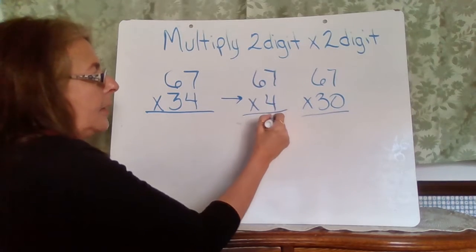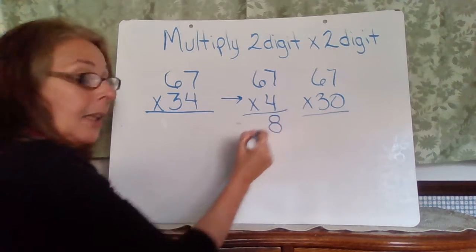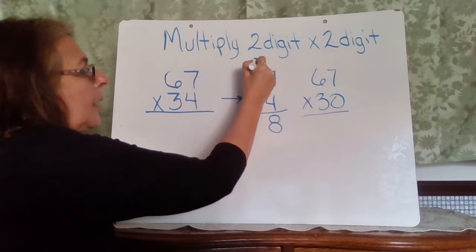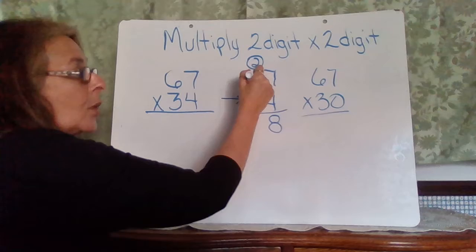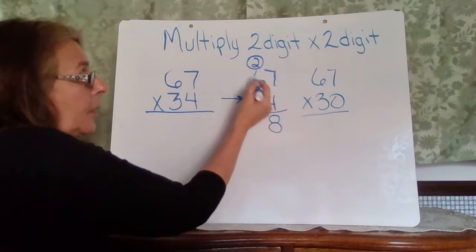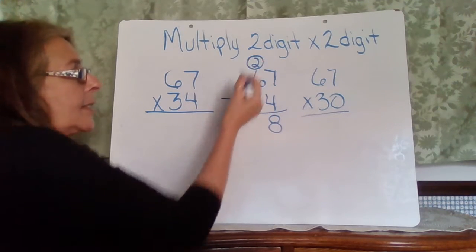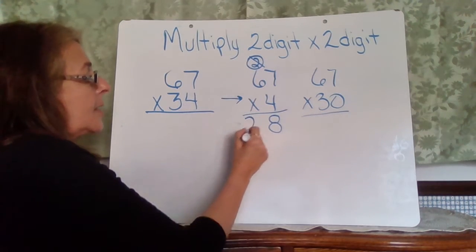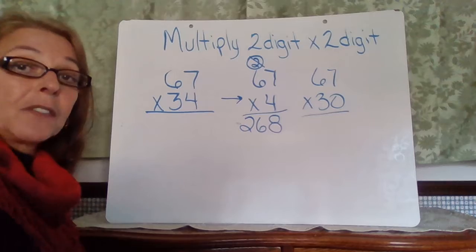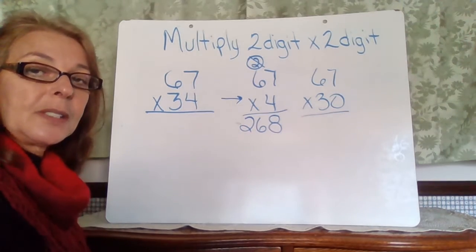4 times 7 we know is 28. Put my 8 down. I regroup my 2 up here. Now I'm going to multiply 4 times 6. Notice I'm always working from the bottom up. 4 times 6 is 24, plus 2 is 26. So my first partial product is 268.